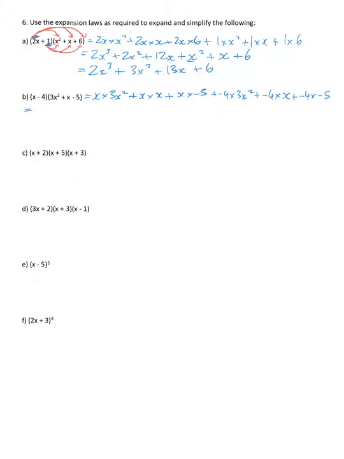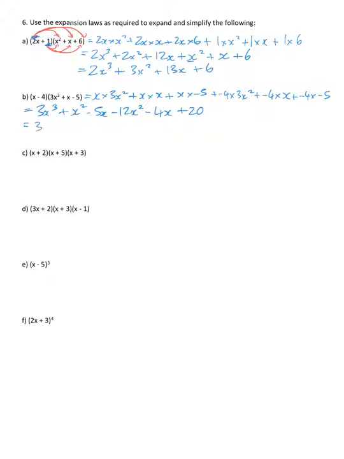Go over here. X times by 3x squared is going to be 3x cubed, plus x times by x is x squared. Adding x times by negative 5 is the same as negative 5x. Adding negative 4 times by 3x squared is the same as negative 12x squared. Adding negative 4 times by x is the same as negative 4x. Adding negative 4 times by negative 5 is the same as adding 20.